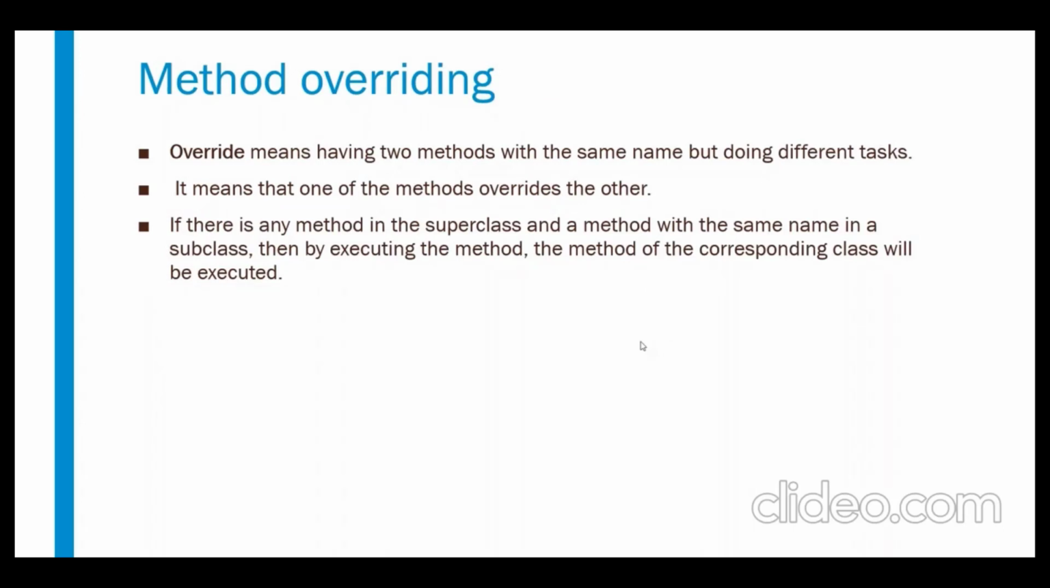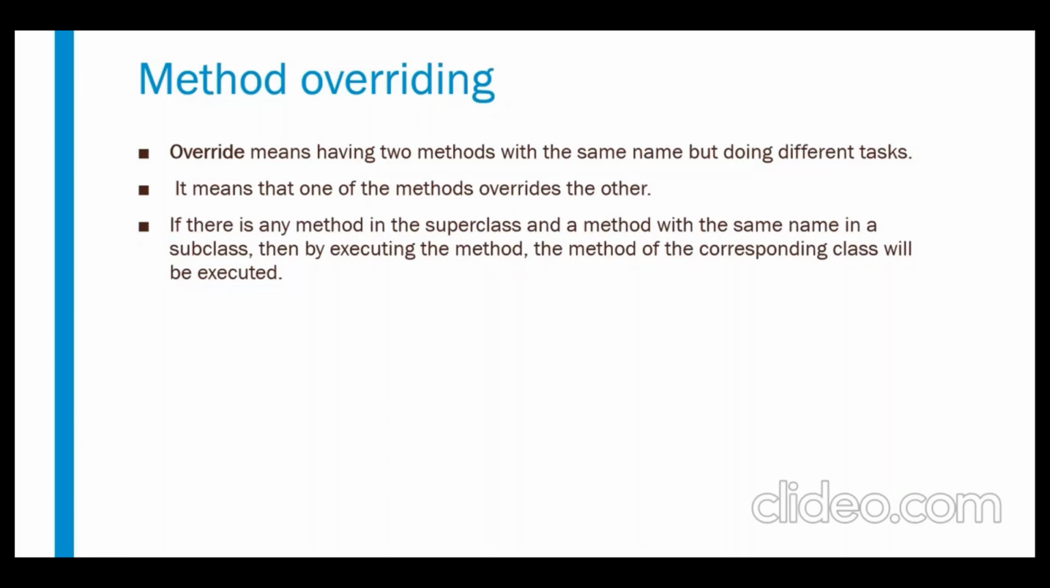Now let us see what is method overriding first. Overriding can be applied for methods as well as variables. We can override the methods and also we can override the variables. Override basically means having two methods with the same name but doing different tasks. And it means that one of the methods overrides the other.